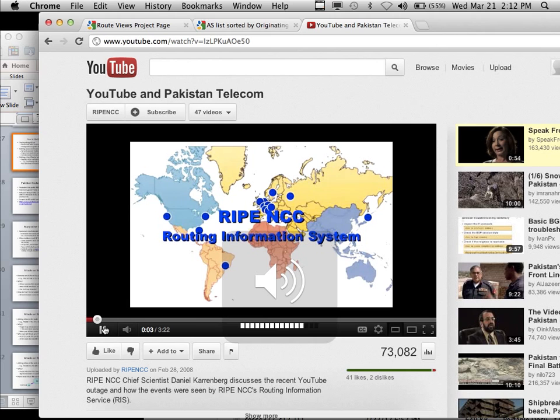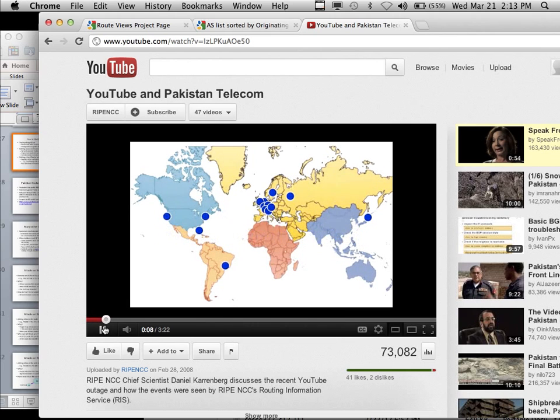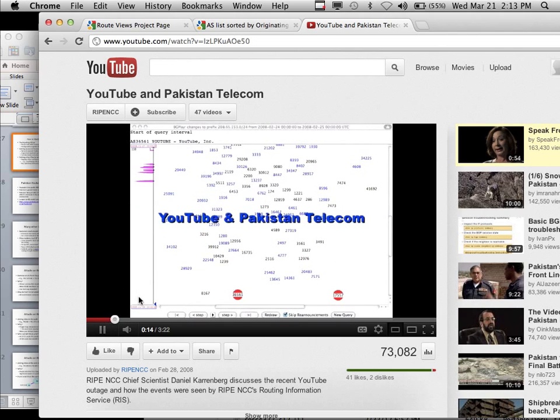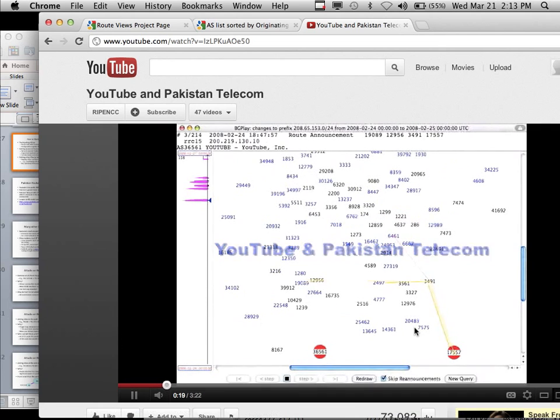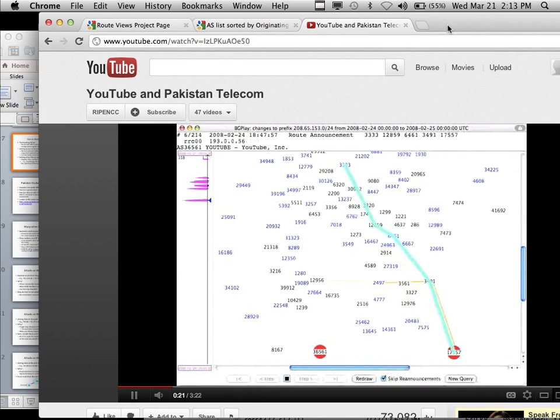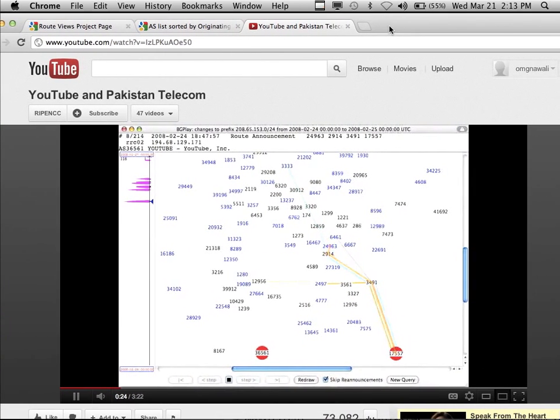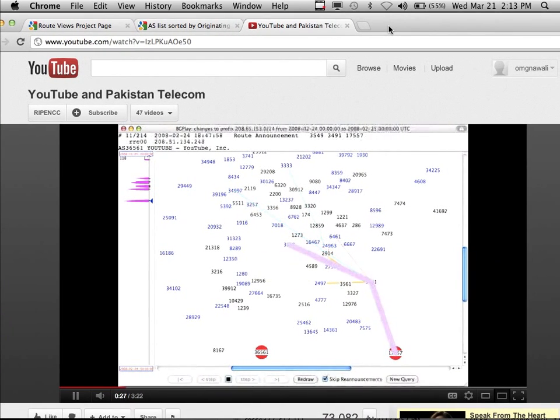The RIPE NCC operates 14 route collectors worldwide. These collectors receive BGP updates from almost 300 peers. Let us look at what the RIPE NCC Routing Information Service saw of the recent unauthorized route announcement affecting YouTube. This is BGPlay, a tool developed by Roma Tre University in Italy in close cooperation with the RIPE NCC. The red circle at the bottom right represents Pakistan Telecom's autonomous system number 17557, and the red circle on the bottom left, the YouTube autonomous system 36561.